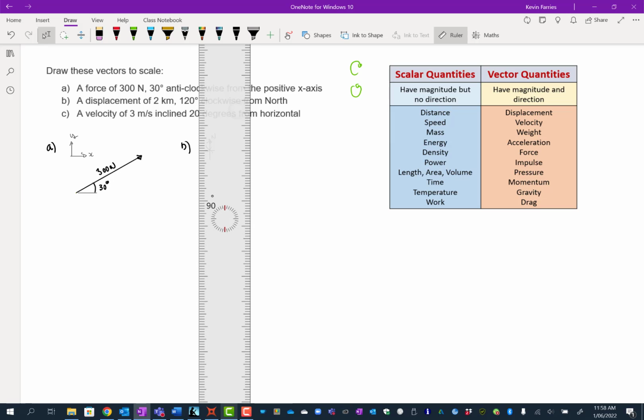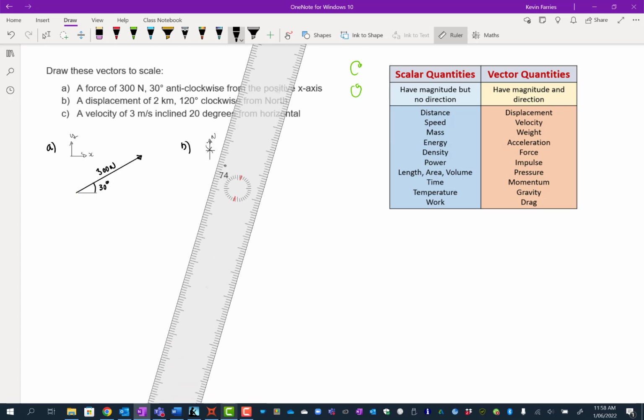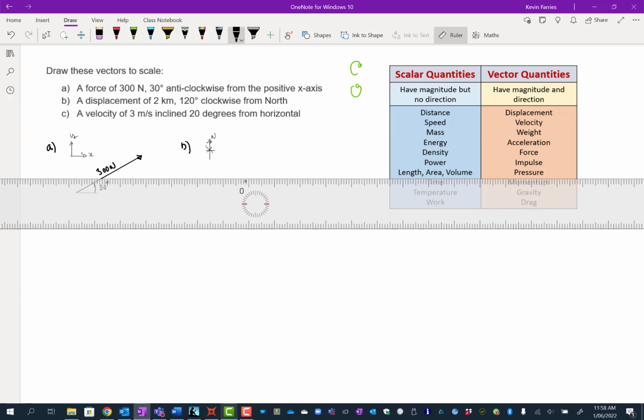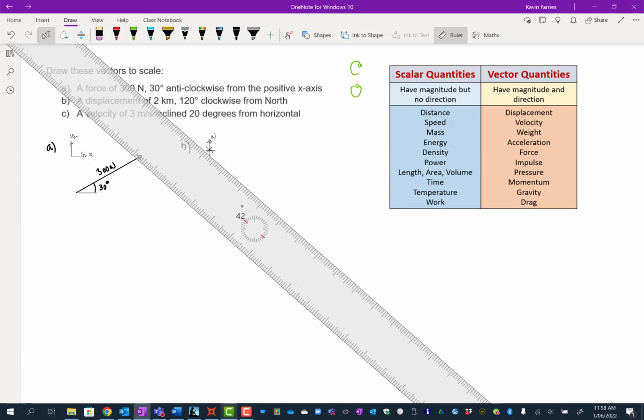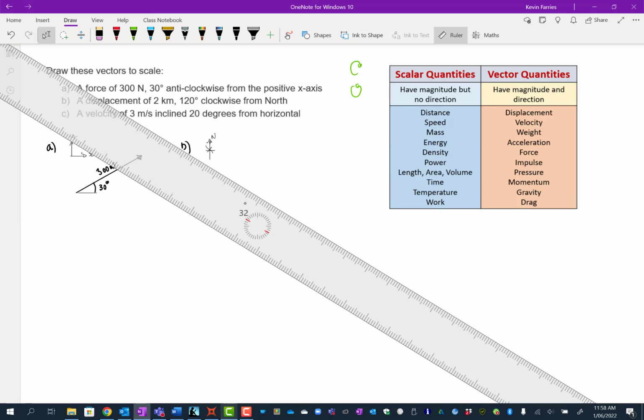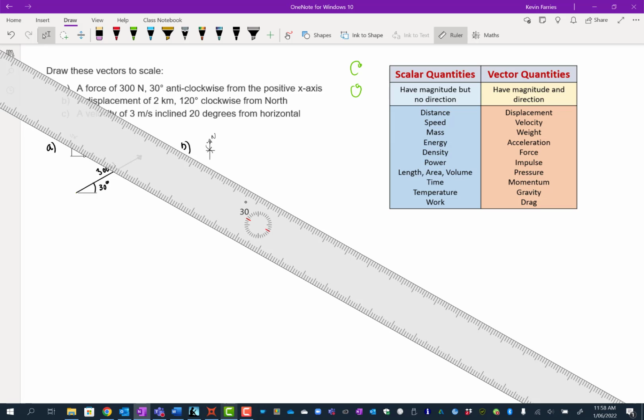So let's look at how we can do that. So that's at 90 degrees at the moment. So we're going clockwise from north. So this way. So now we're going all the way down to 0. So that's 90. And we want to go 120, so we need to go another 30. So that's the direction we want to go in.